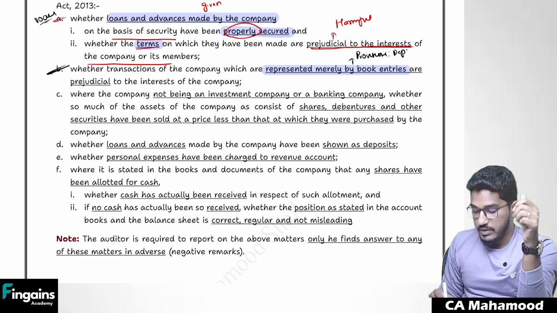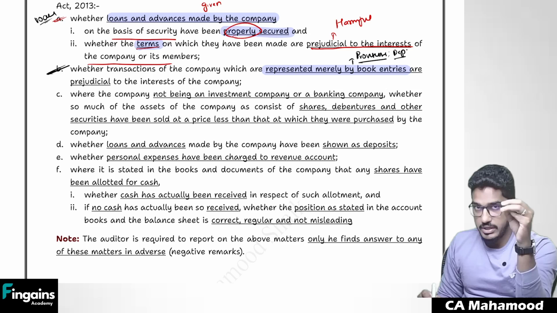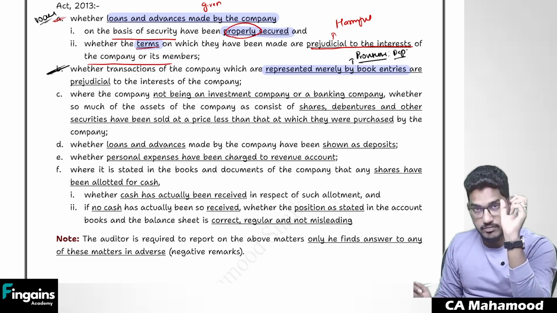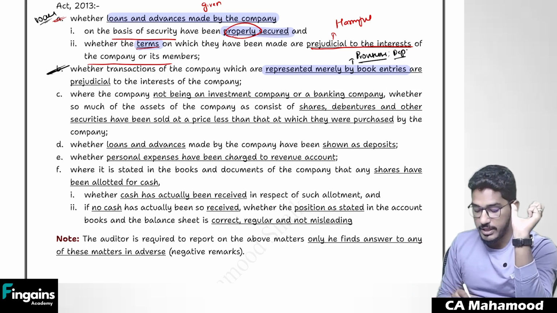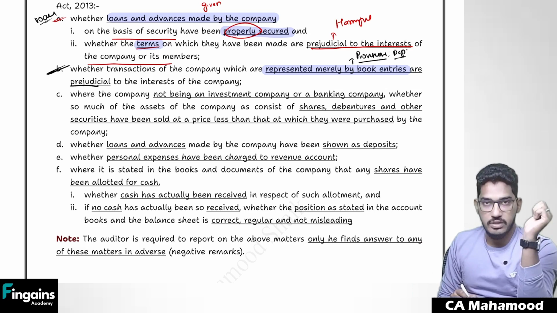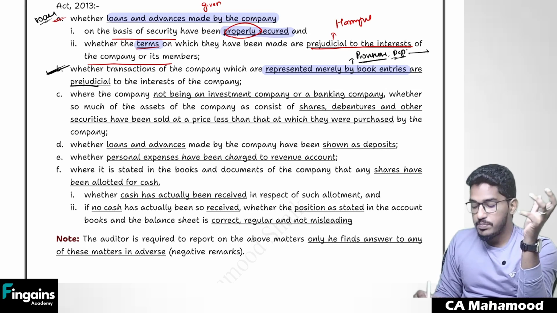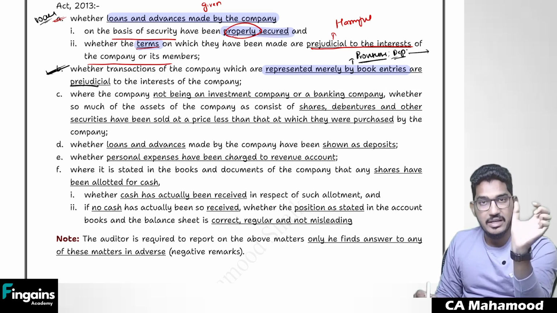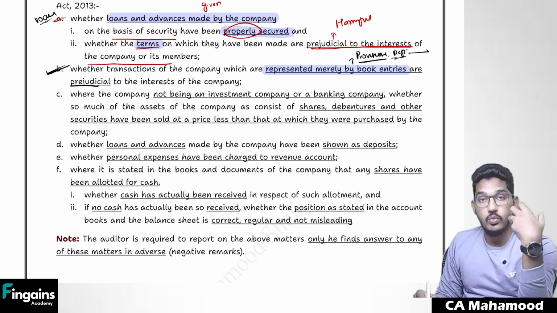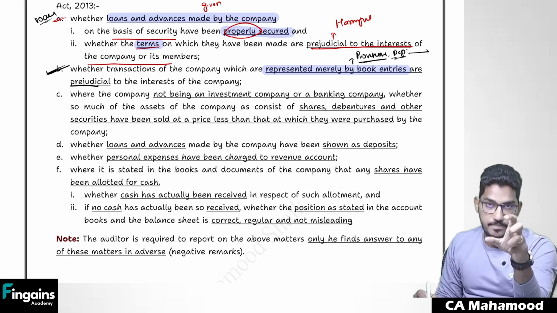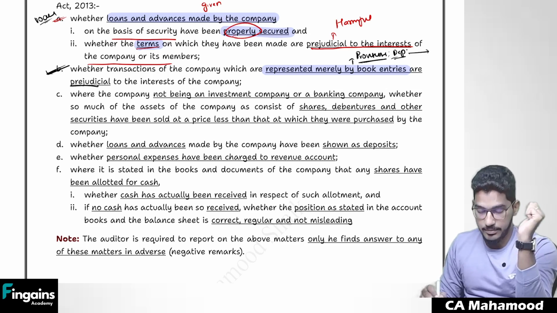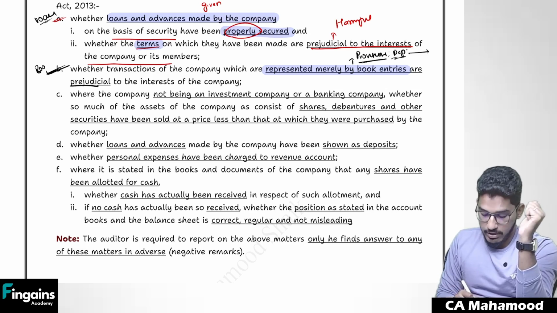So I need to verify these kinds of transactions like provision, depreciation, and any other entry which is represented merely by book entry. Is it prejudicial to the interest of the company? In simple terms, I need to verify provisions and depreciation, and check whether those provisions and depreciations, etc., are created at appropriate amounts or whether they are overstated or understated. So that I need to give a comment. So the second point is regarding book entries.